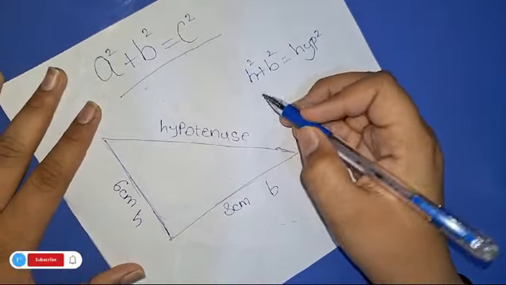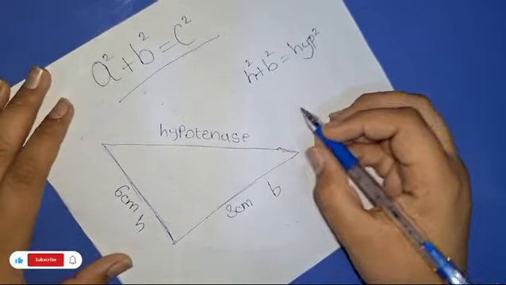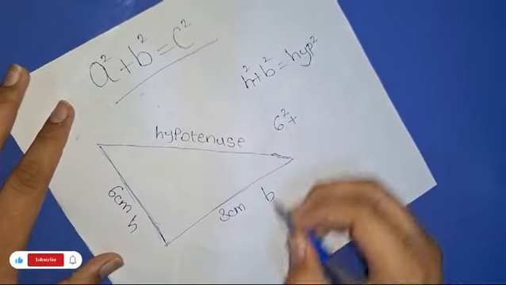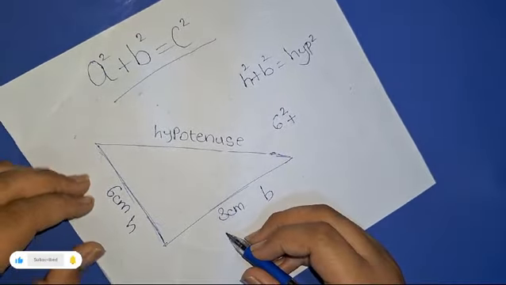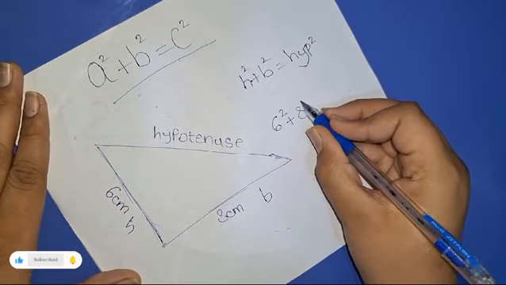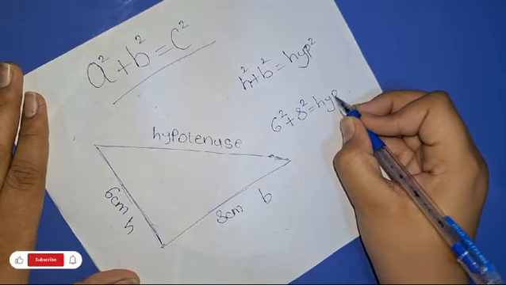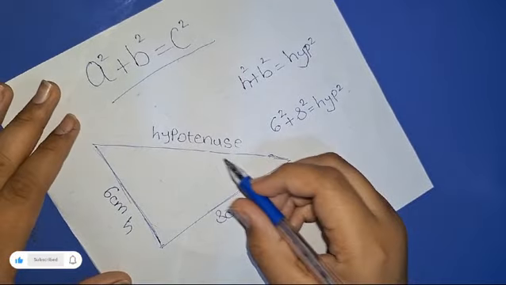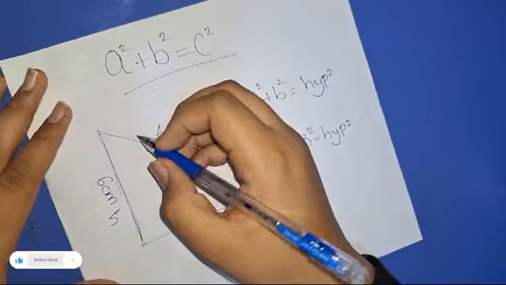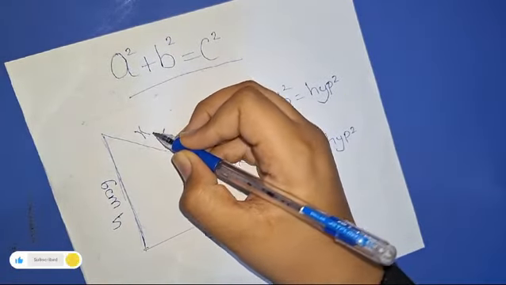The height is 6 centimeters, so 6 square plus b, meaning base. The base is 8 centimeters. So 6 square plus 8 square equals hypotenuse square. Now as we don't know the hypotenuse, it's a question mark, so we will label it as x. We have to find x.